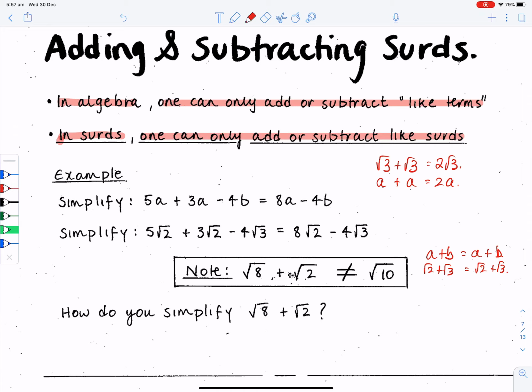So please don't make the mistake and think that if you've got root 8 plus root 2, these are not like surds. You can't simplify that simply by adding them together and getting root 10. That's not the way it works.